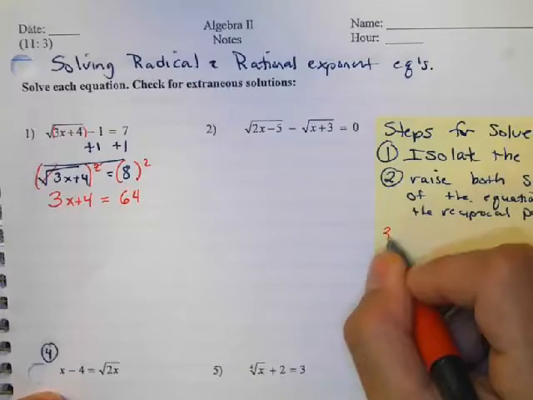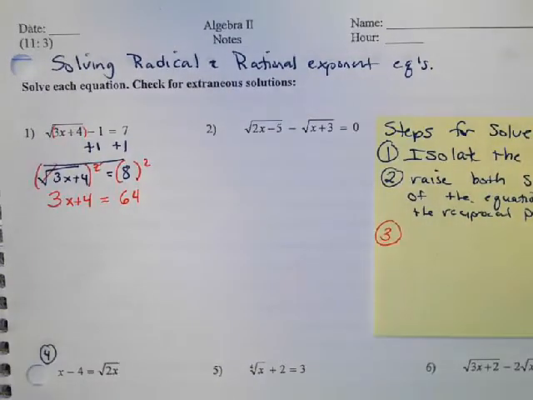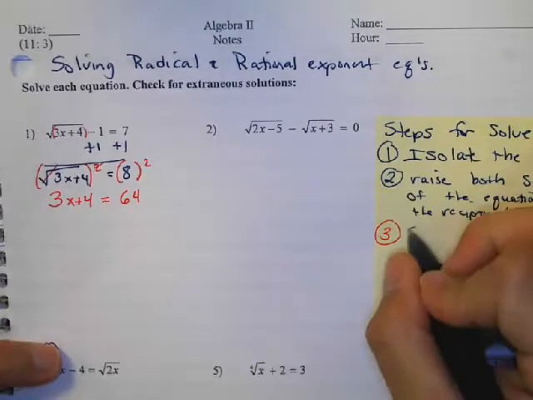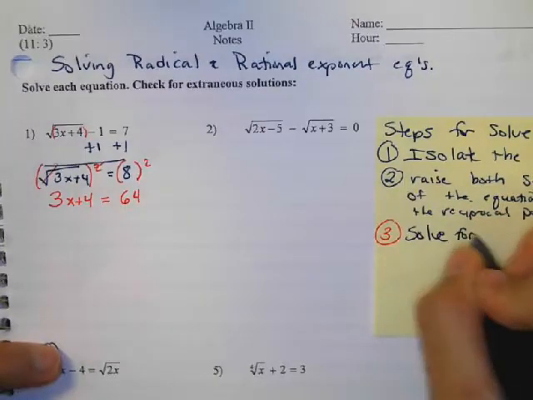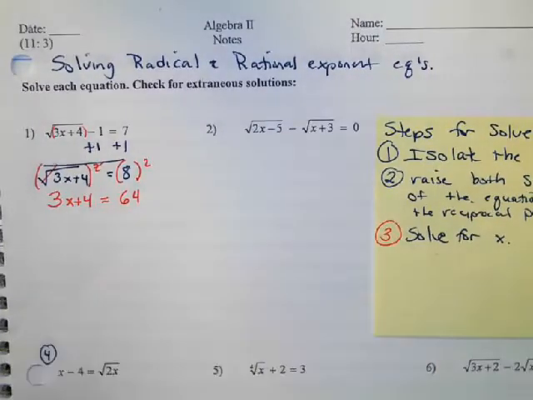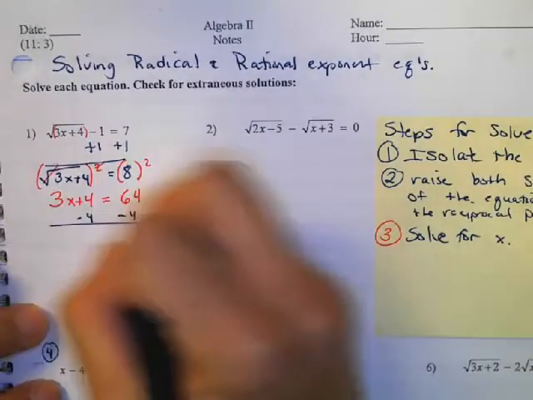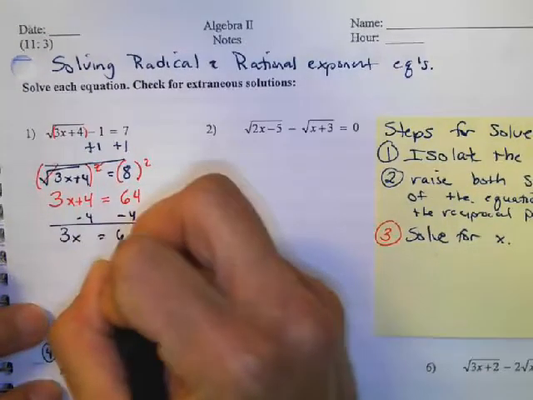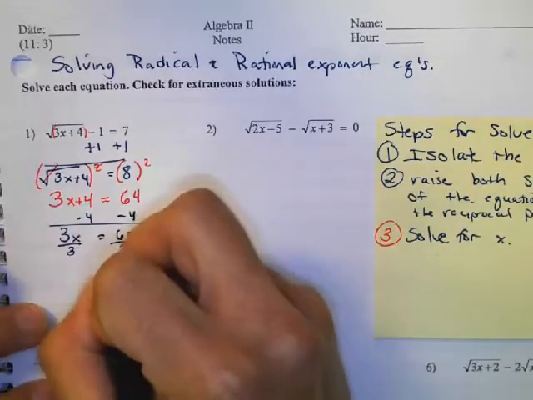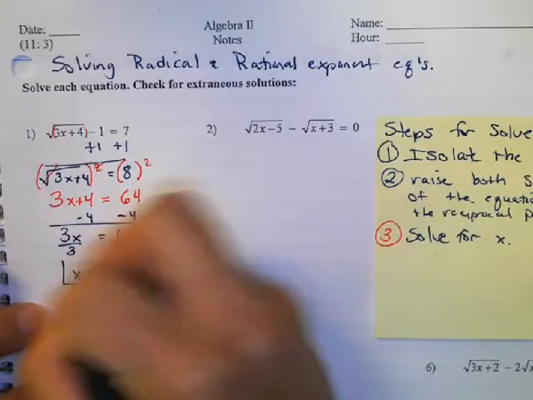Next step, step number 3, is probably one of the easier ones on this type of question. You're just solving for x. Sometimes you're going to be solving a linear, sometimes a quadratic, sometimes a cubic. It really just depends on how your equation comes out after you get rid of your root. So this is a nice linear, so I'm going to subtract 4, and I'm going to get 3x equals 60, divided by 3, x equals 20 is my answer.